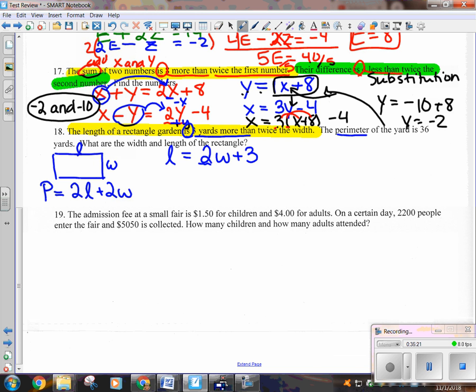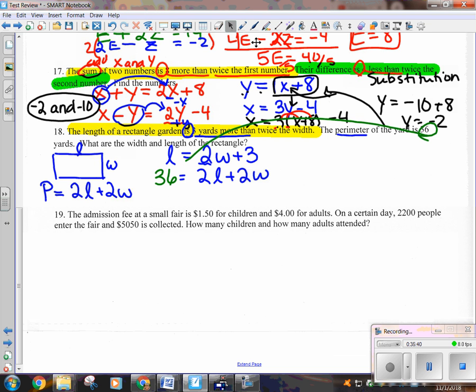Now it says the perimeter of the yard is 36 yards. So that's where we have to draw this equation. Well, we know perimeter is twice L and twice W, and now we know that the perimeter number is 36. So I'm going to put the number 36 in place of P.